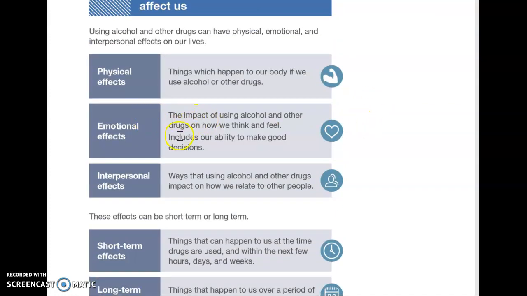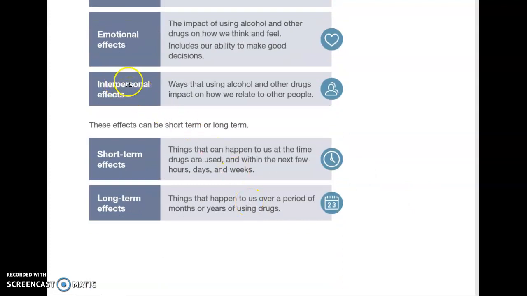The same goes for emotional. Emotional is more related to our feelings, and also how we make decisions, how we think about things. And also interpersonal, so looking at interpersonal skills. This is how we relate to people. So when people drink or take drugs, how does it affect the way you actually start communicating and interacting with other people? It certainly does have an impact.